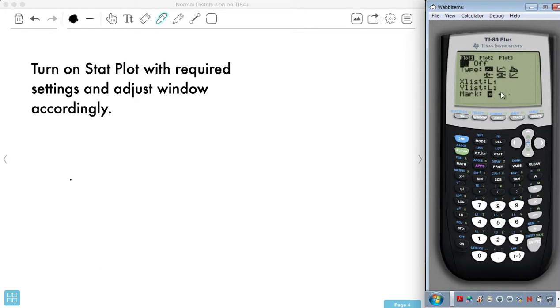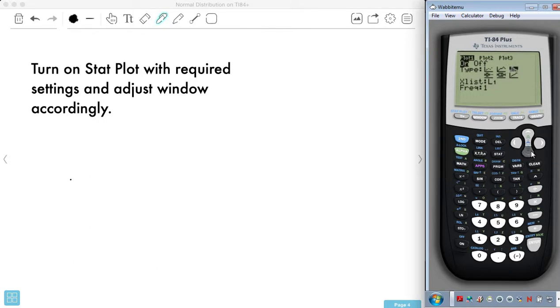And then I want to pick the correct type. We want a histogram, which is sort of like a bar graph. We want to pick the bar graph type right here. So to do that, I have to press arrow down to get into type. I want to arrow over until my bar graph is blinking, and then press enter, so that's the highlighted one.